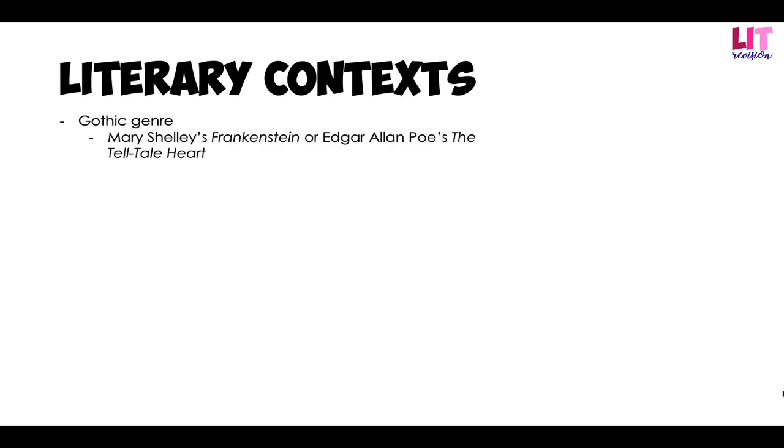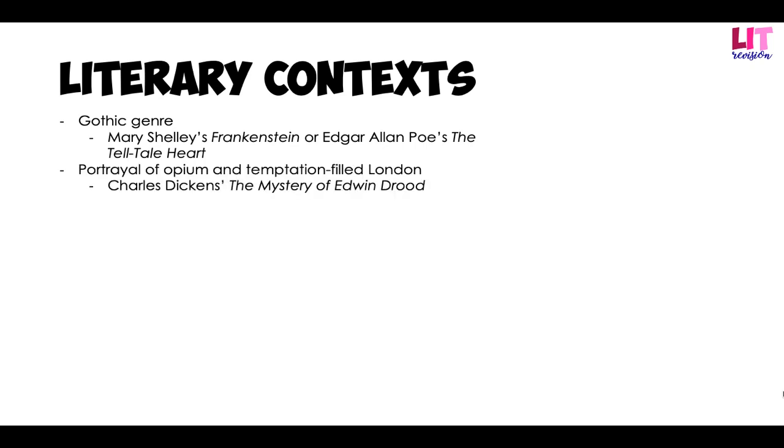We know that the text belongs to the Gothic genre of the 19th century, where the religious and scientific upheavals of the century triggered a fascination with the Gothic. Similar Gothic settings and spooky supernatural events can be found in Mary Shelley's Frankenstein or The Tell-Tale Heart of Edgar Allan Poe. The Picture of Dorian Gray may remind us of other texts too. Its portrayal of opium and temptation-filled London brings to mind Charles Dickens' The Mystery of Edwin Drood.